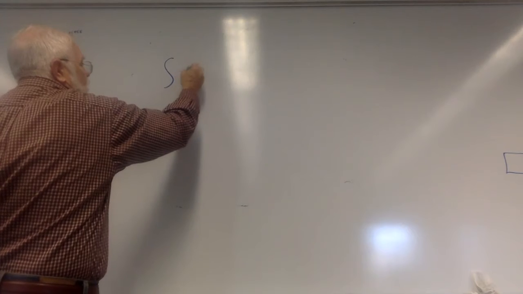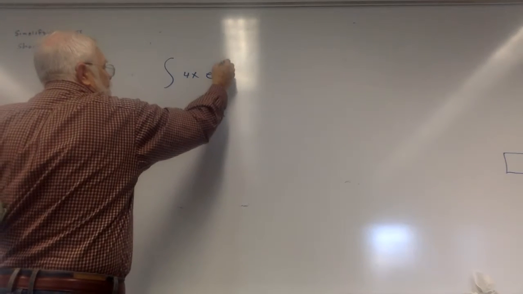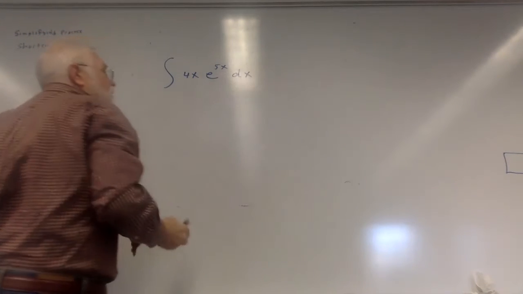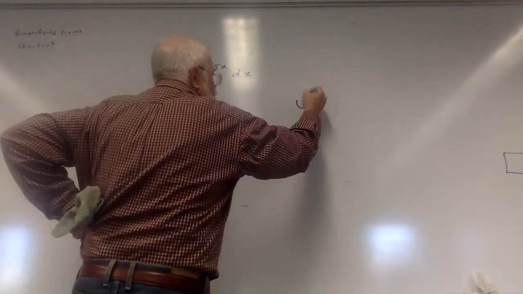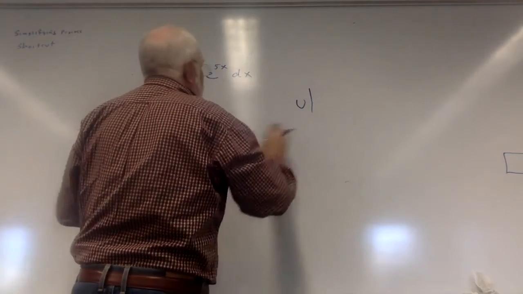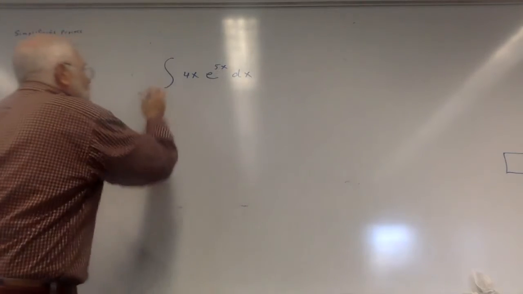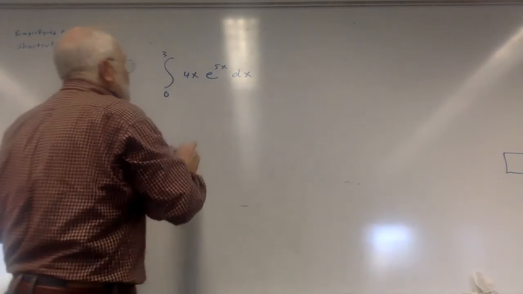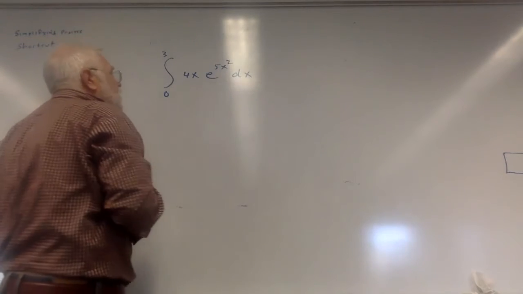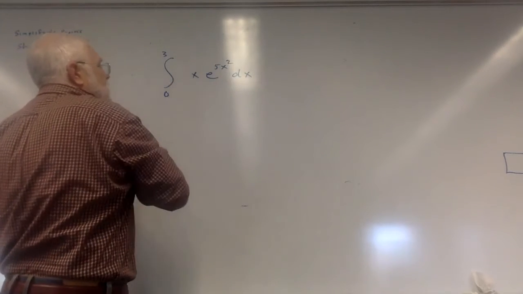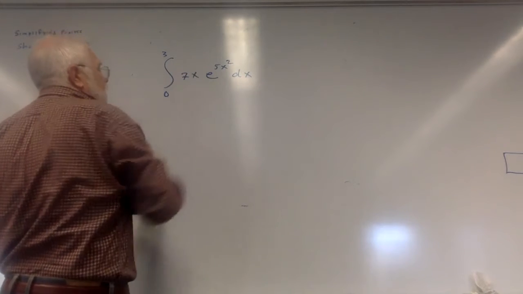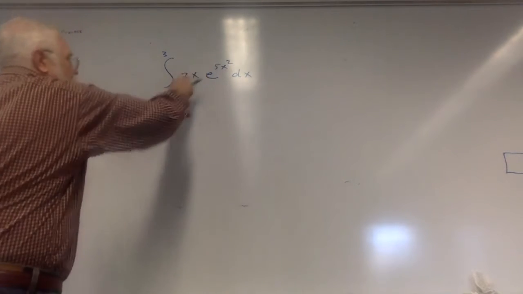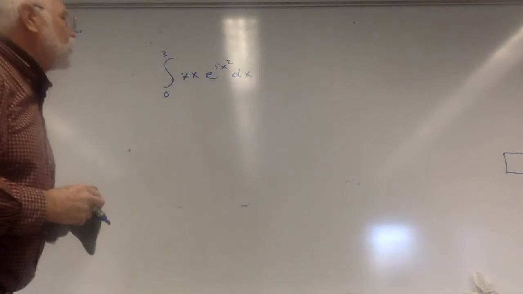Let's do 4x e to the 5x dx. You're pausing the video, I assume. Let's go from what to what? Let's go from 0 to 3. Okay, so what? Oops, I got a mistake here. I've got to do 5x squared, and I'll make this 7x. All right. So I've got to make sure that there's some kind of chain rule situation here.